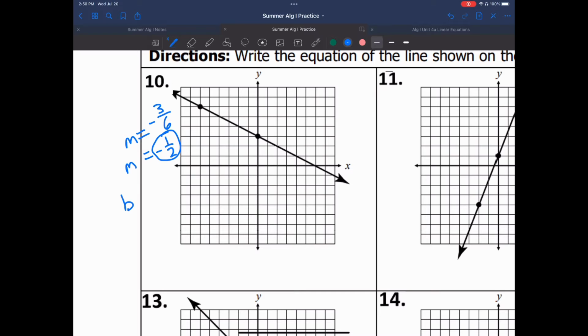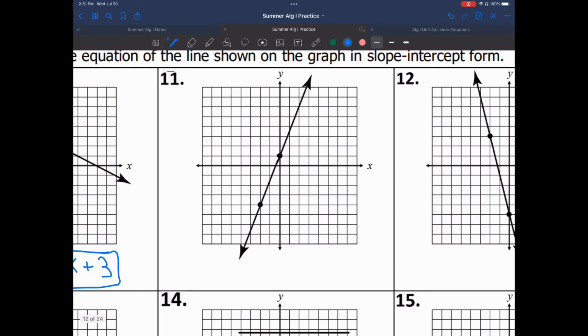And then your b is always the easiest to find. That's just your y-intercept. It's where the line hits your y-axis. So in this case, it's right here, which would be at 1, 2, 3 on the y-axis. So my b is 3. So for my final equation, using the negative 1/2 and the 3, I'd say y equals negative 1/2 x plus 3. Just like that.